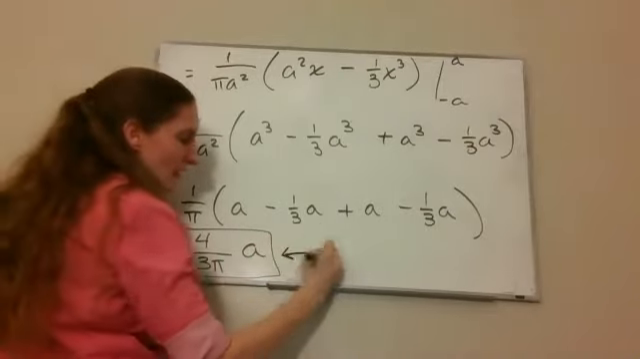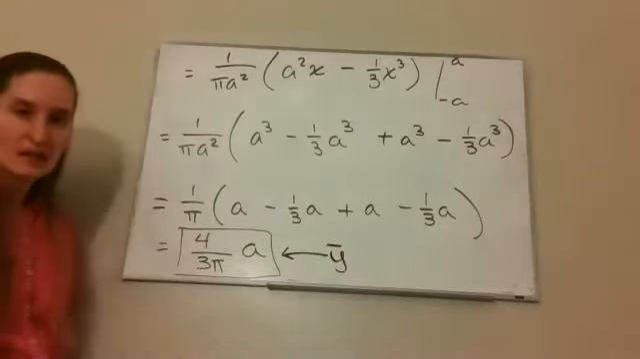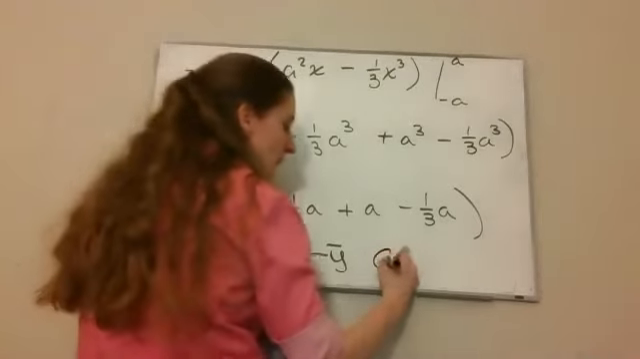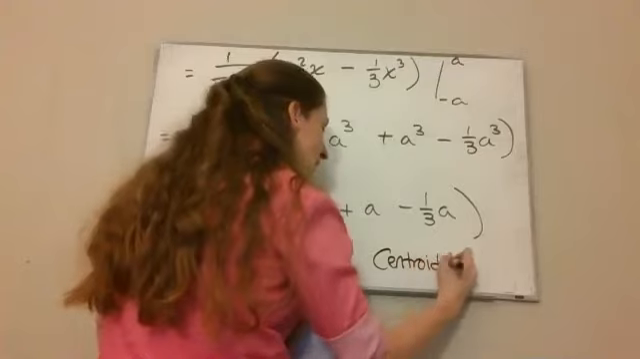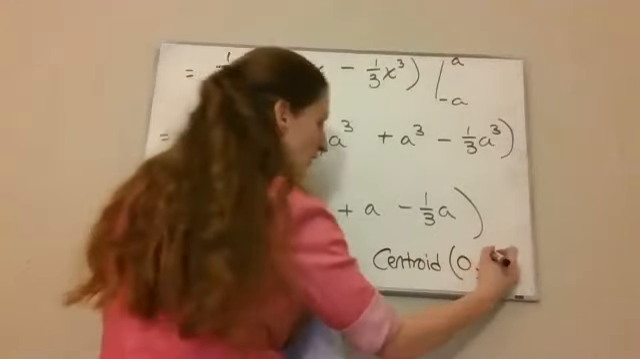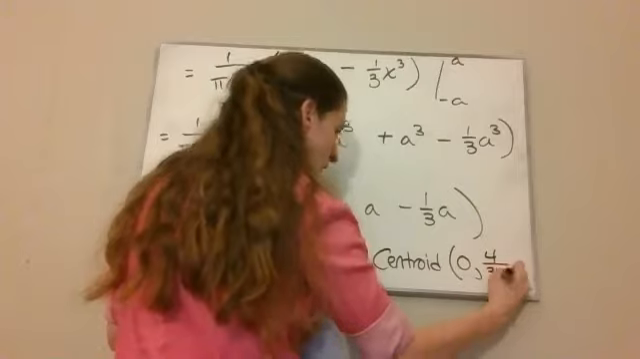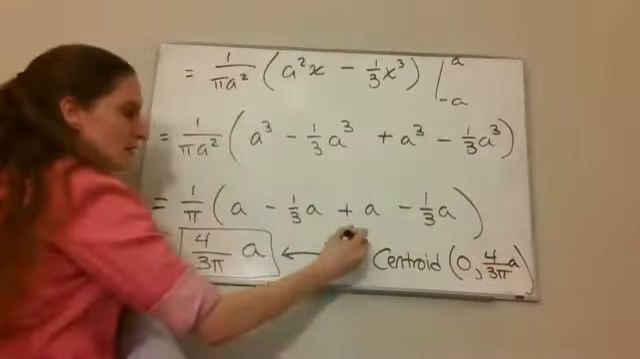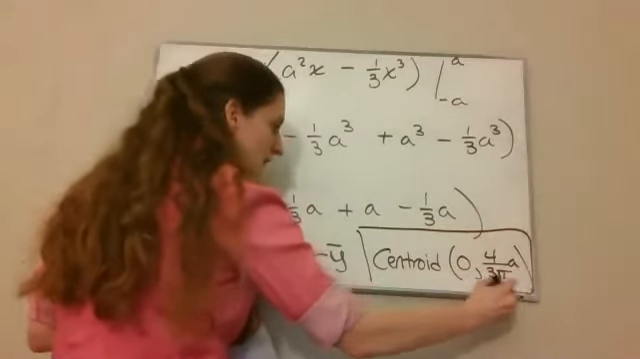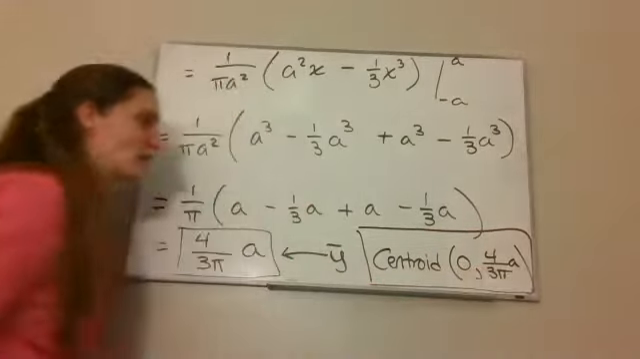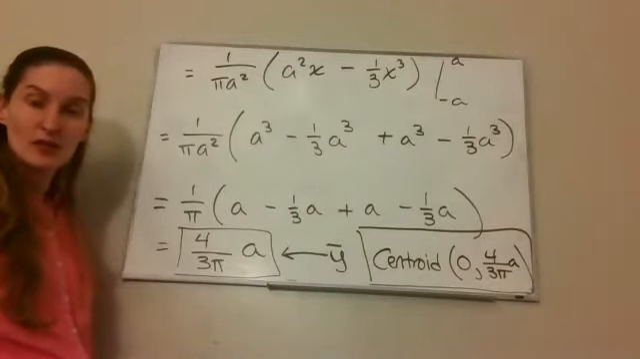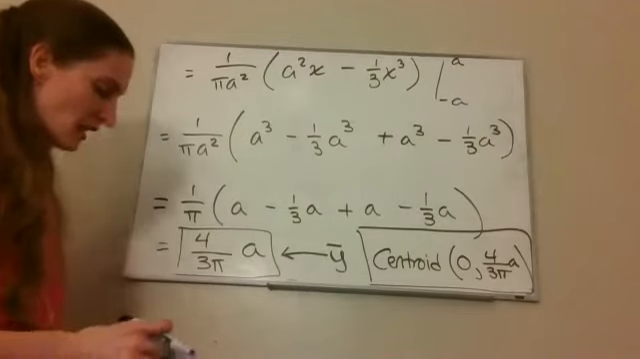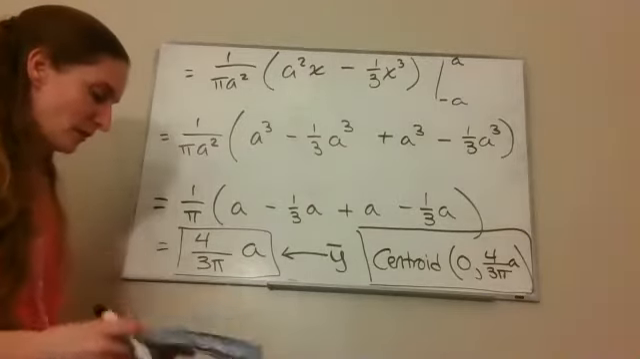Now, what was this again? This is my y bar. That's the y coordinate of my centroid. So my centroid is the point 0 and 4 over 3 pi times a. That is the point where the semicircle will balance. It's the center of gravity or the centroid for that semicircle. And we got that just using that formula.